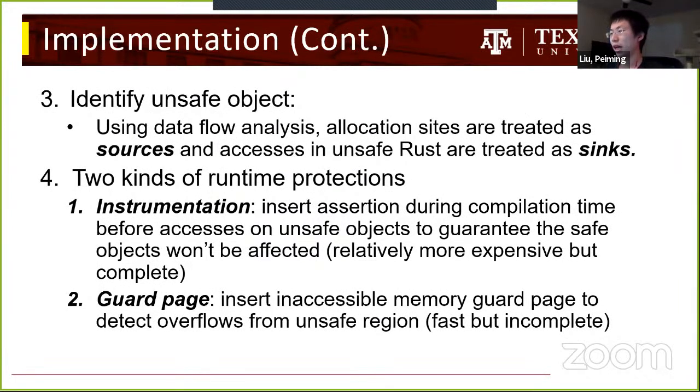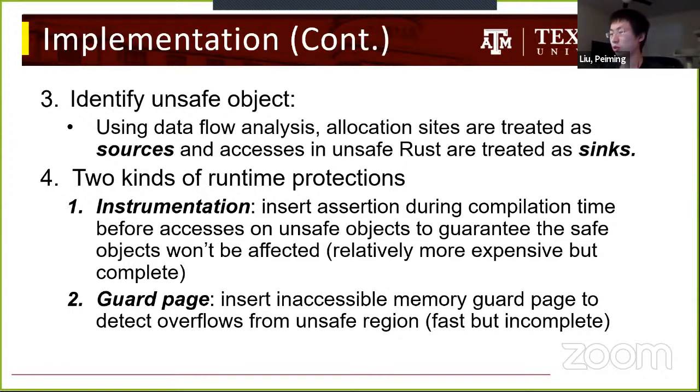So the identification of unsafe objects is done by a data flow analysis, by treating each memory allocation site as a source and every access in the unsafe Rust as a sink, and reasoning whether there is a data flow from the source to the sink.